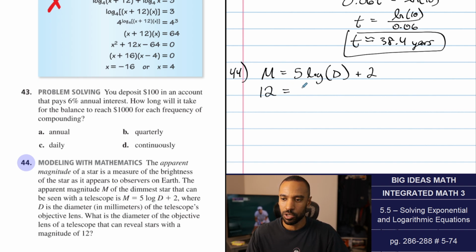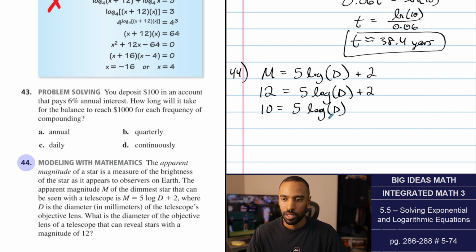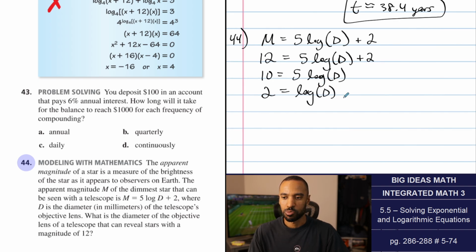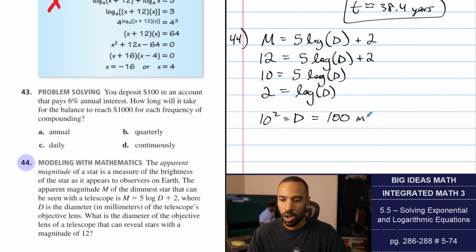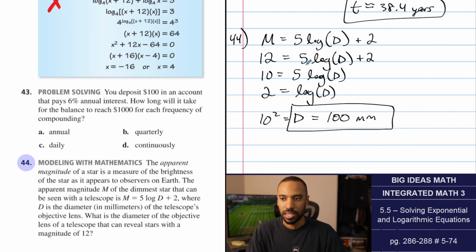So we're going to set 12 equal to this and start solving for d. Remember, log is log base 10. Keep it in mind when we do everything in the end. Subtract 2. Divide by 5. And rewrite in exponential form. That's 10 squared. 10 squared equals d, or 100. Diameter is in millimeters. 100 millimeters. That is the diameter of the objective lens in that case. So it wasn't solving using logs, it was solving a log equation. A little different story.